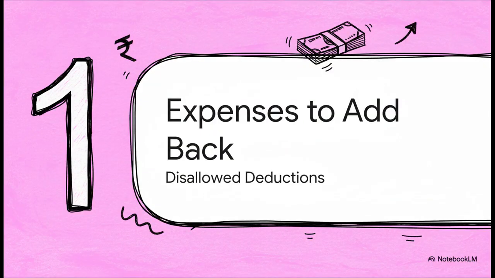And the best way to do that is to think of it like a tax funnel. The very first step, right at the top of the funnel, is to take your net profit and start adding back certain expenses. Now, these are real costs, money that actually left your pocket, but for whatever reason, the Income Tax Act says, sorry, you can't count that when calculating your tax.